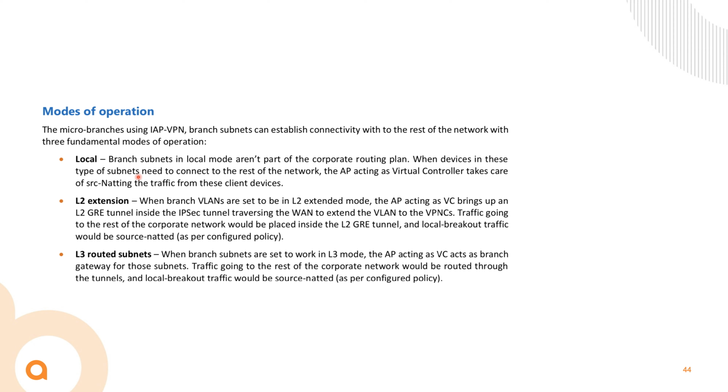The other type of deployment will be layer 3 routed subnets, where your corporate devices' regular internet traffic will get source netted out of the internet port directly, but data center destinations will be routed back to the data center to be processed there further. So in this particular video, I'll focus on layer 3 routed subnets, and let's just configure that now.